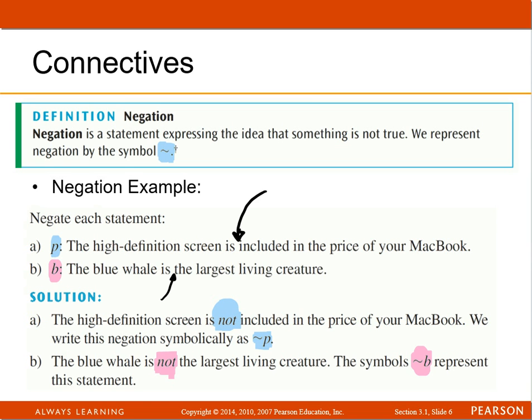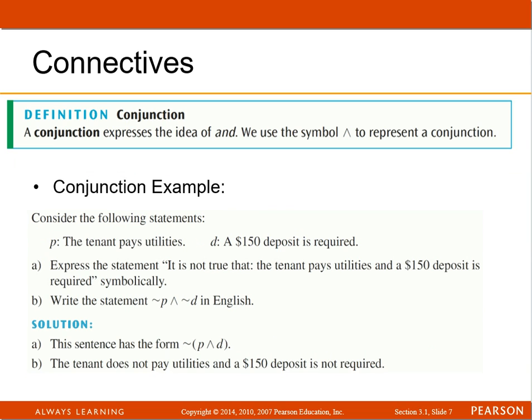So if somebody says something's true, the negation would be false. If somebody says something's false, the negation would be it's true. That's all there is to negation. And the next one, a conjunction, expresses the idea of the word and. And the symbol kind of looks like the letter A, except it's missing the bar across. It's an upside down V, looks like a little teepee.